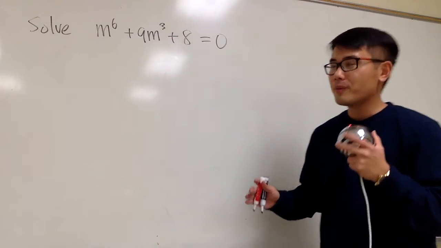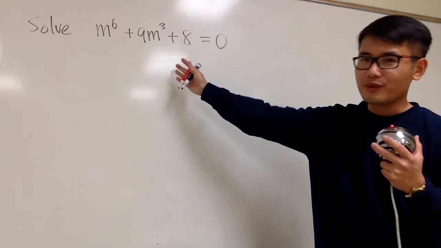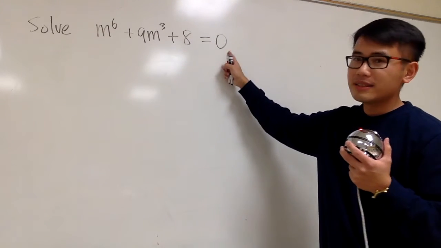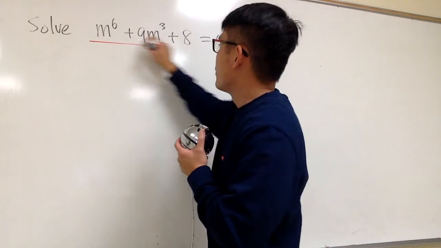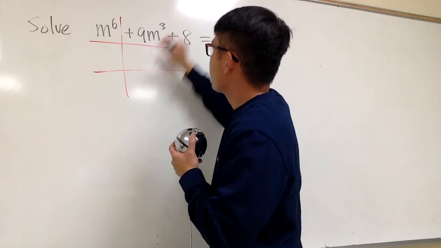And to do so, we're just going to do the tic-tac-toe to factor this out. And the right hand side is 0 already, so this is great. We can just get going with this. So this is how we're going to do it.